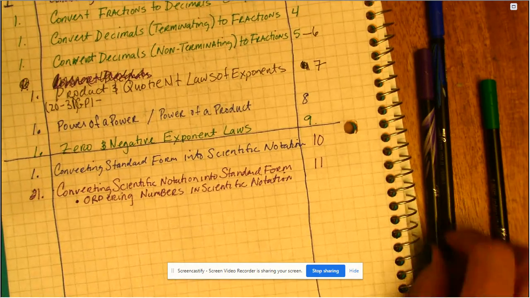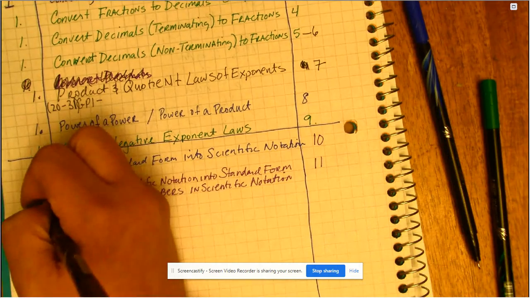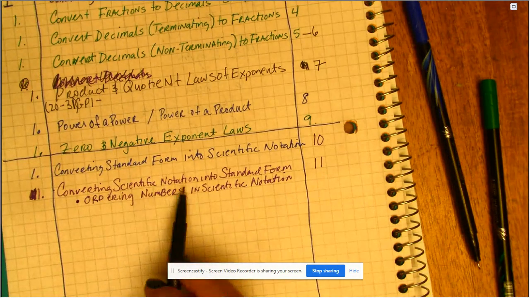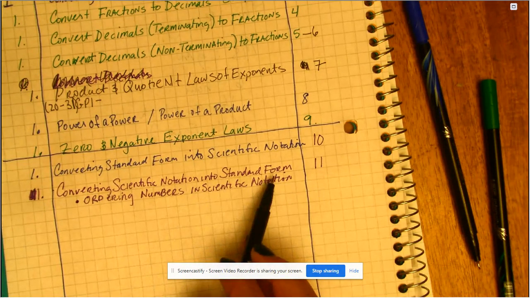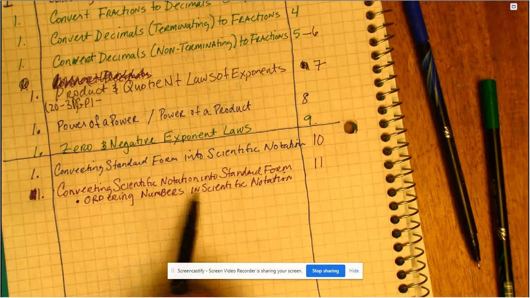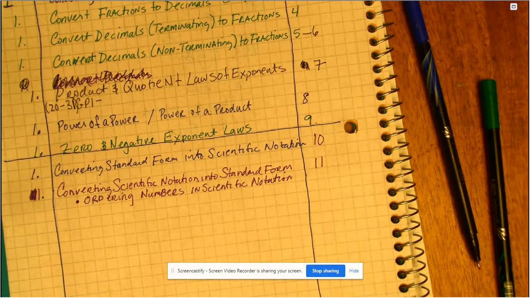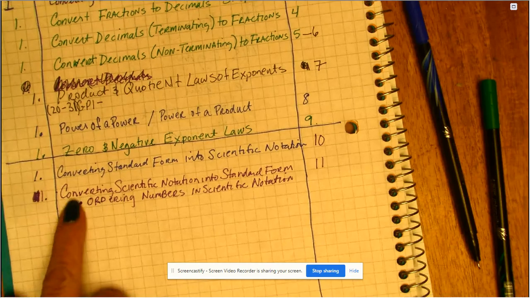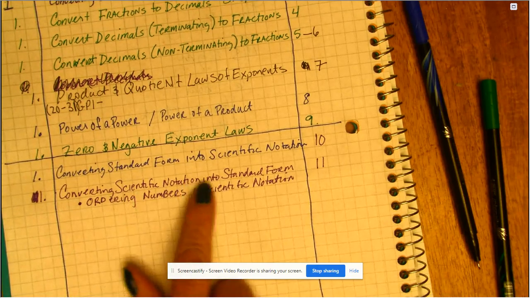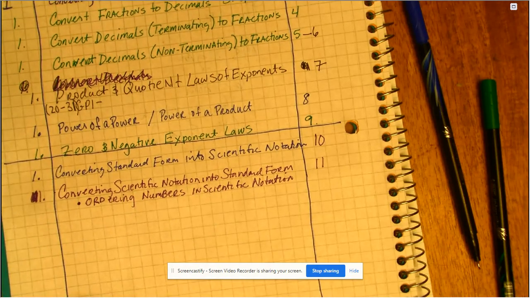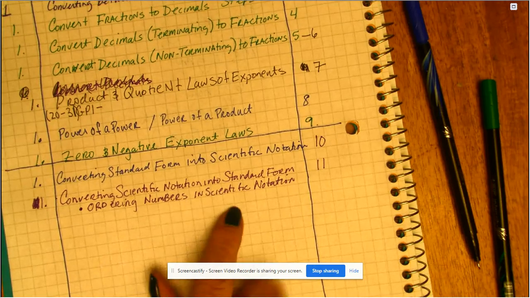We're still in 1. Converting scientific notation into standard form and ordering numbers in scientific notation. And I'm going to be on page 11 in my notes. Of course, if things have been taking you a little bit longer or more pages to do, then you want to mark that in your TOC accordingly. So again, converting scientific notation into standard form and ordering numbers in scientific notation.